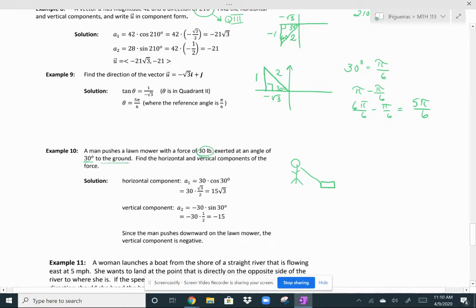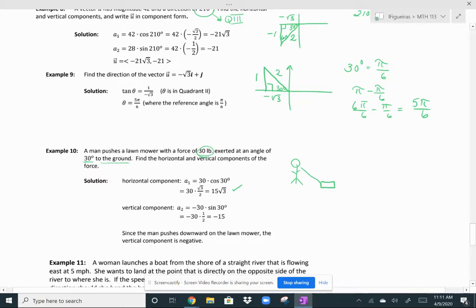So for the horizontal component, I have a sub 1 equals 30 times cosine of 30 degrees. All right, so we just worked with 30 degrees. The cosine of 30 degrees is root 3 over 2. So 30 times root 3 over 2 is 15 root 3. That's the horizontal component of his force. All right, now we have to find the vertical component. And the vertical component will be the magnitude times the sine of the angle.